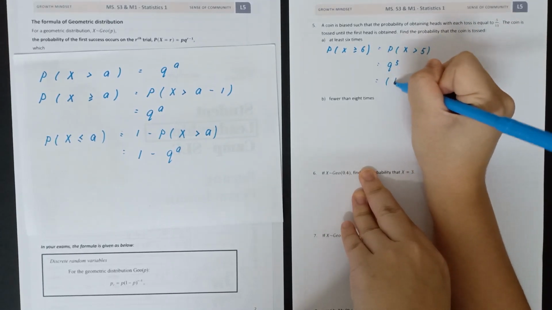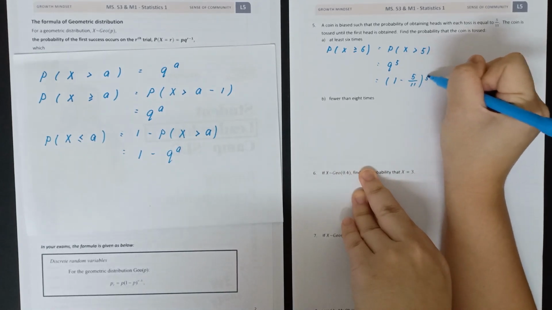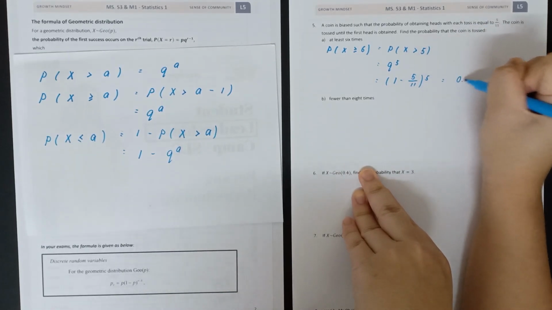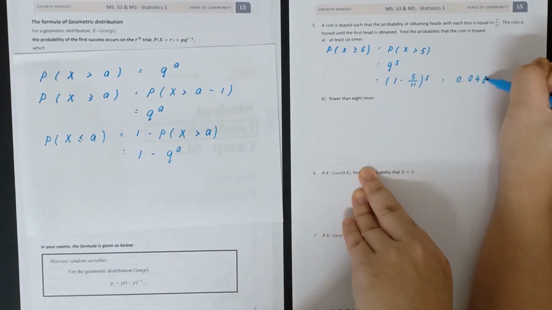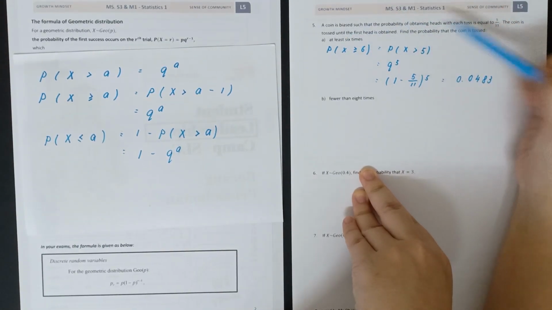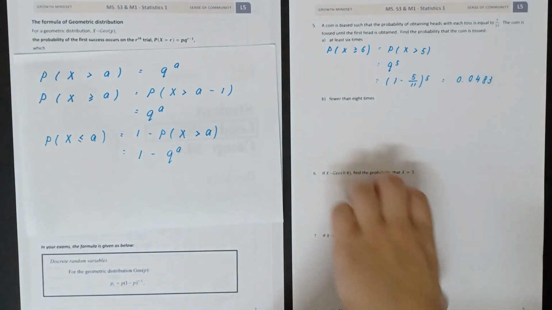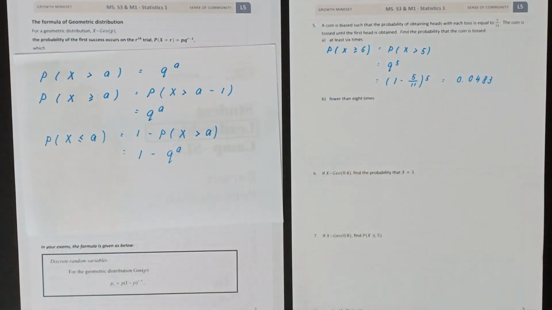So that's why it is 1 minus 5 over 11 power 5, then you will be able to get 0.0483. In other words, you need at least 6 times to get your first success, meaning that you fail for 5 times, then you can only have at least 6 times of those.